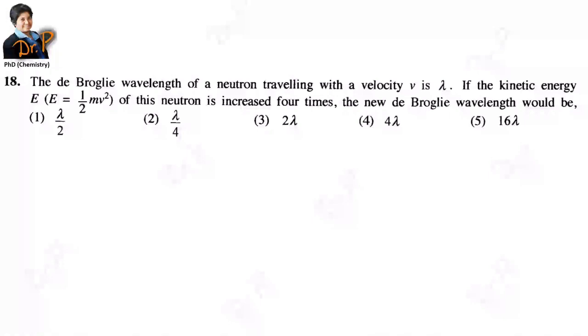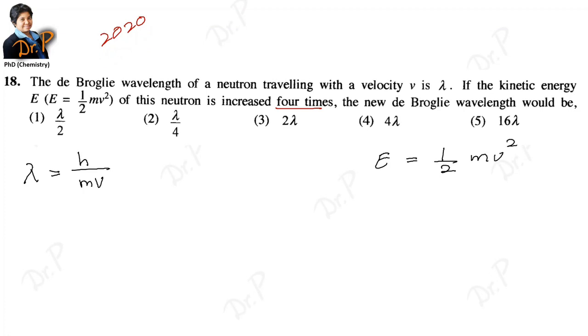This is a question from the 2020 exam paper. So here it says the kinetic energy is increased 4 times. Recall how you calculate the de Broglie wavelength. You have the Planck constant divided by mv. And then here we are given the kinetic energy equation, E equals half mv squared.